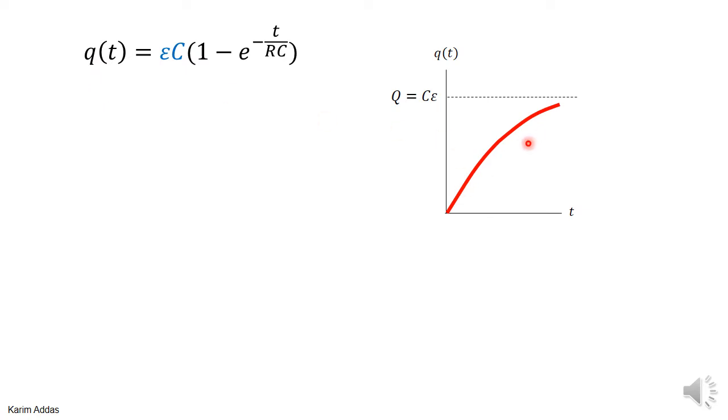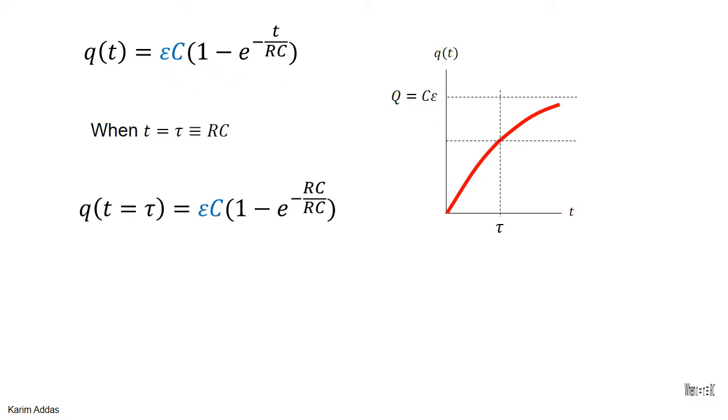This is the plot. Asymptotically, it goes to this value, E times C. And then let's define a certain time called tau, and we define that time to be R times C. Now you can ask, why does R times C have units of time? We'll show this in a while, why when you multiply resistance times capacitance, it gives you something that has units of time, but we'll do that a bit later.